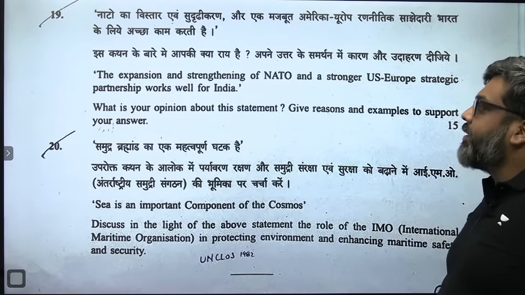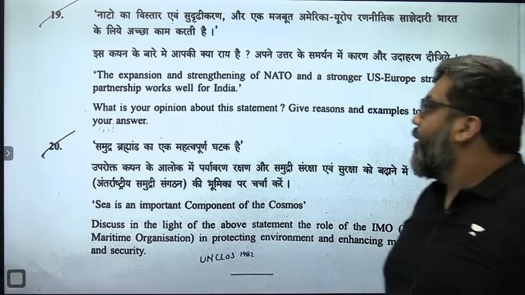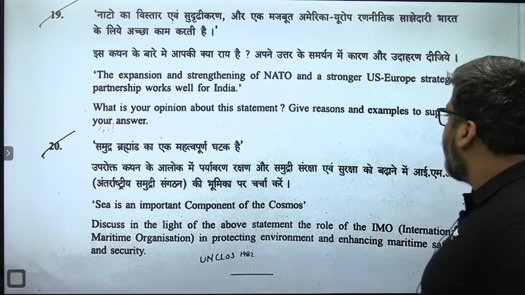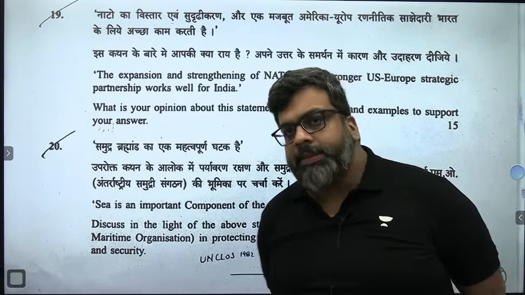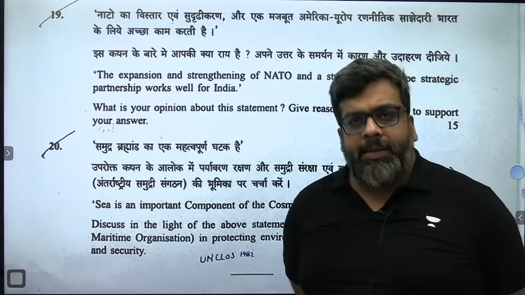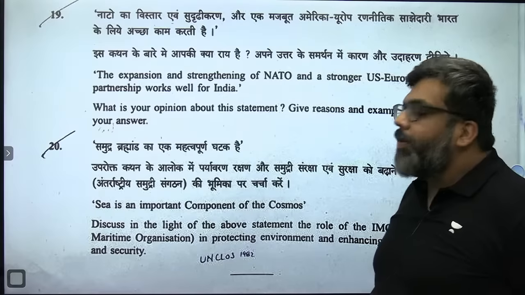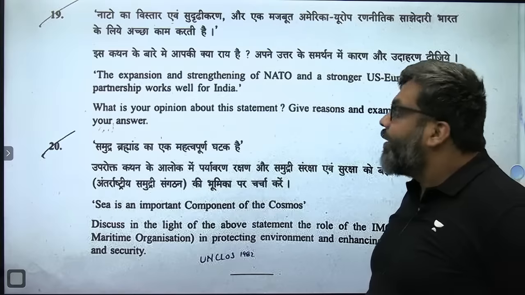The expansion and strengthening of NATO and a stronger US-Europe strategic partnership works well for India. What is your opinion about this statement? Give reasons and examples to support your answer. Again, in the last 6 to 8 months, this is easy enough. But yes, the idea is this is not neighborhood, but still concerns India. I would have definitely missed this.